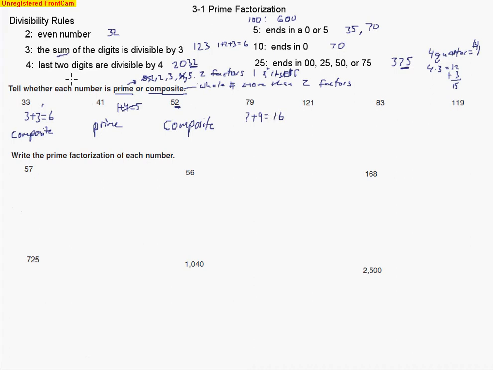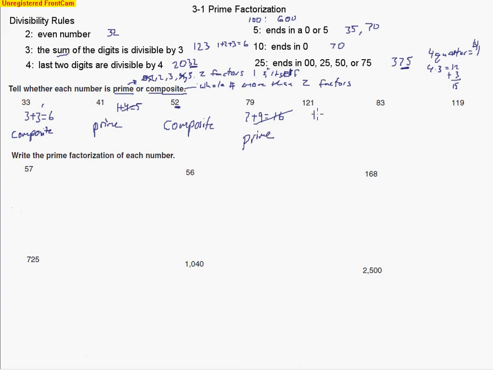I know 4 doesn't go into it because, again, 4 needs to go into the last two digits, but that also means that it has to be even. So 4 doesn't go into it. So I can't use that rule. Can't use 4. Doesn't end in a 5 or 0. Doesn't end in a 0. So I would say this one is prime.